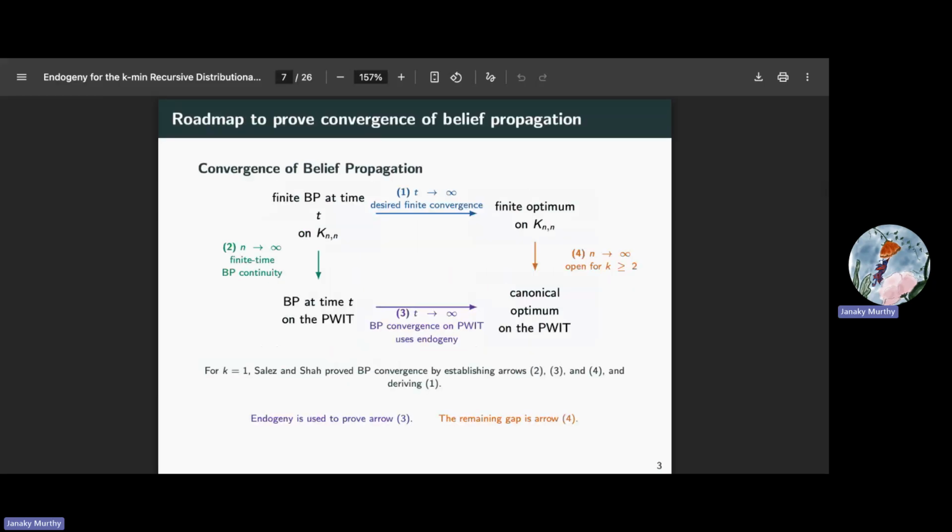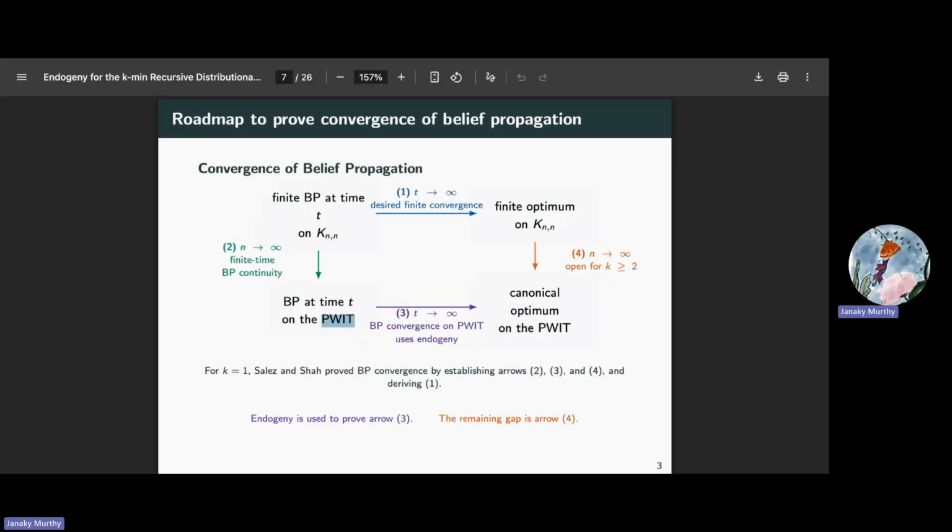So here is a roadmap for the proof of convergence of belief propagation. And this roadmap is from the work of Salez and Shah, who proved the convergence of BP for K equal to 1, which is the minimum weight perfect matching. The convergence proof is organized through the limiting infinite tree or the Poisson weighted infinite tree, which we'll call PWIT. Essentially, one considers the limit of the belief propagation algorithm as the number of vertices goes to infinity.